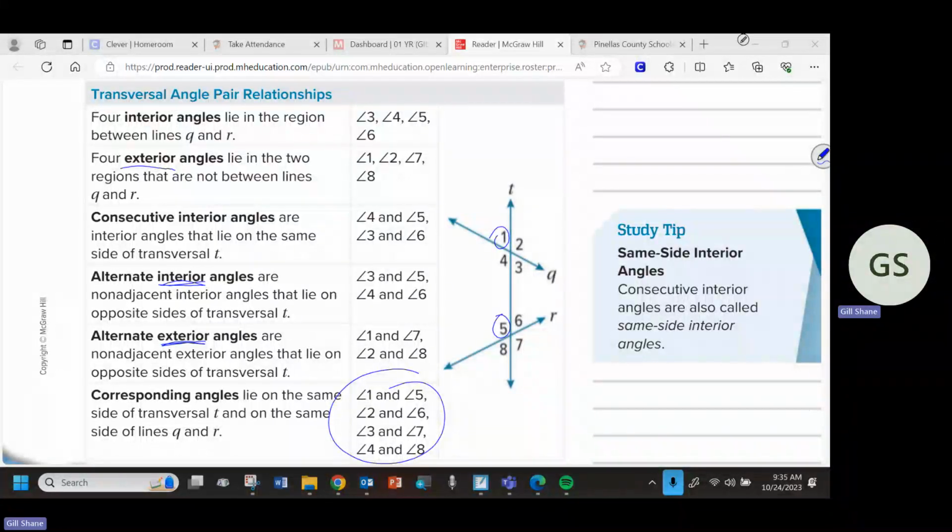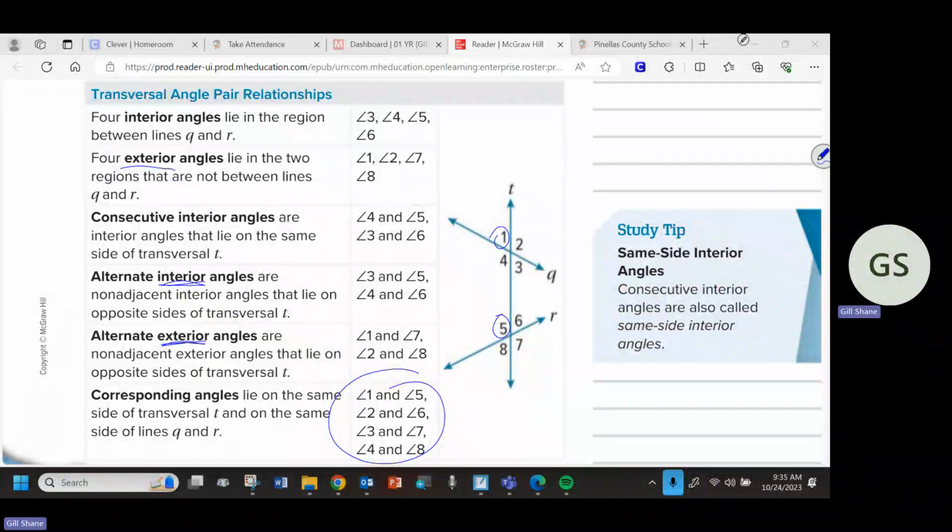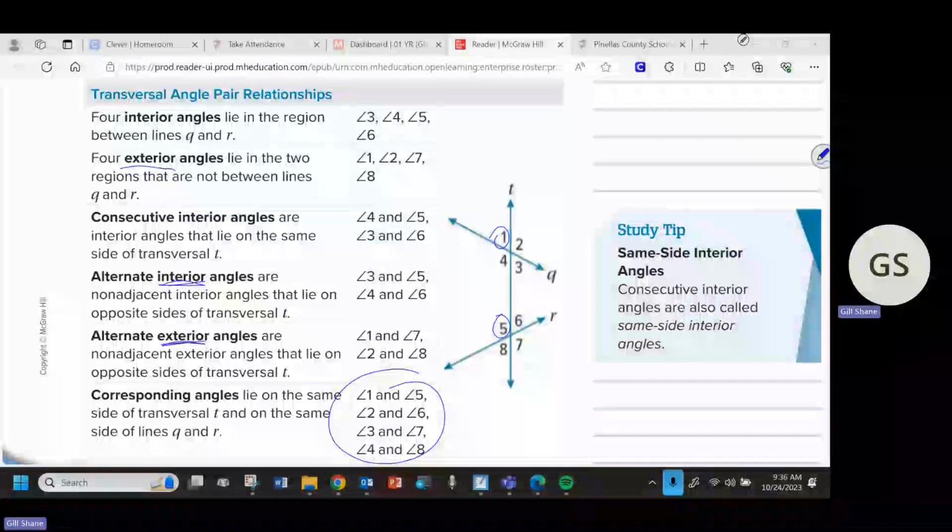Consecutive interior doesn't come up as much, but 4 and 5 would be consecutive interior. I mean, again, they're really just interior on the same side as opposed to alternate interior. And there is a special relationship we'll go over with those, so you kind of need to know them. But knowing the relationship as far as what equals what, which have the same measures, what two add up to 180, that's really what you need to know for the quiz.